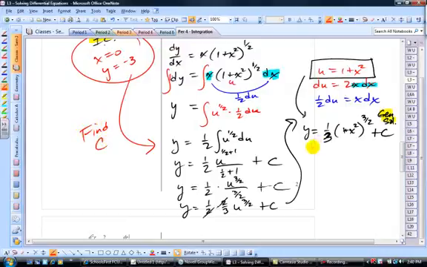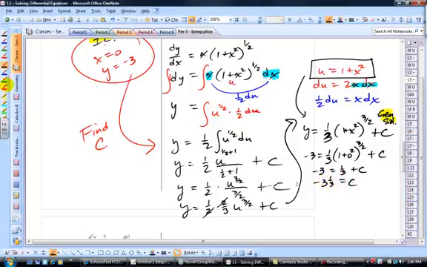Okay, so here we go. I'm going to substitute -3 in and go for it here. So we've got -3 is equal to 1/3 times (1 plus 0 squared) raised to the 3/2 power plus c. So that's going to be 1 plus 0, 1. 1 to the 3/2 power is 1, times a third is a third. So -3 equals 1/3 plus c. That means -3 and 1/3 equals c.